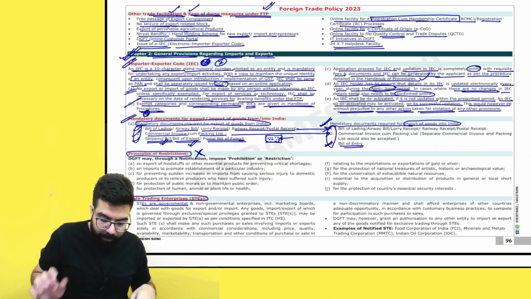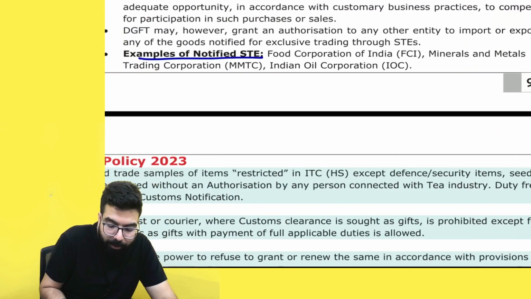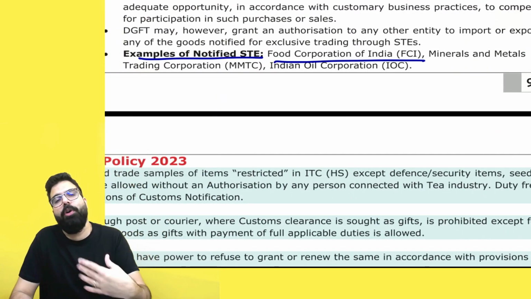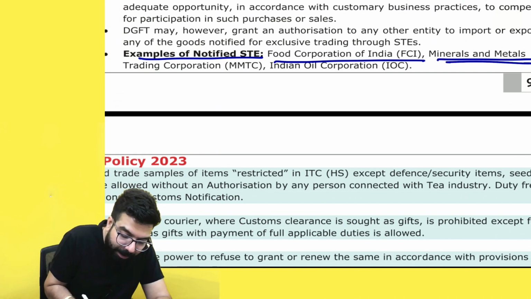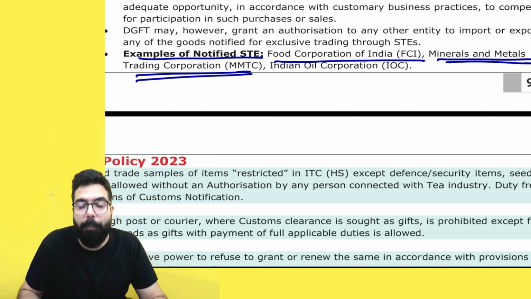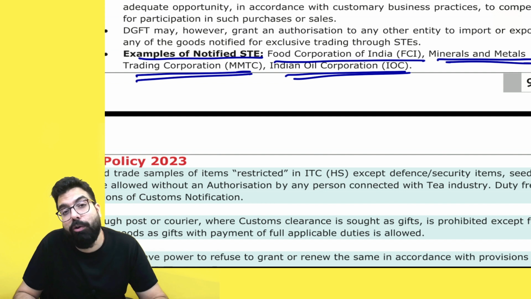Now it says over here, I have given only examples of state trading enterprises. Food Corporation of India: if you want to import or export wheat, etc., then it should be done through the Food Corporation. Minerals and Metals Trading Corporation: gold you want to import, you have to do through the MMTC. Oil you have to import, then you have to do it only through the Indian Oil Corporation.